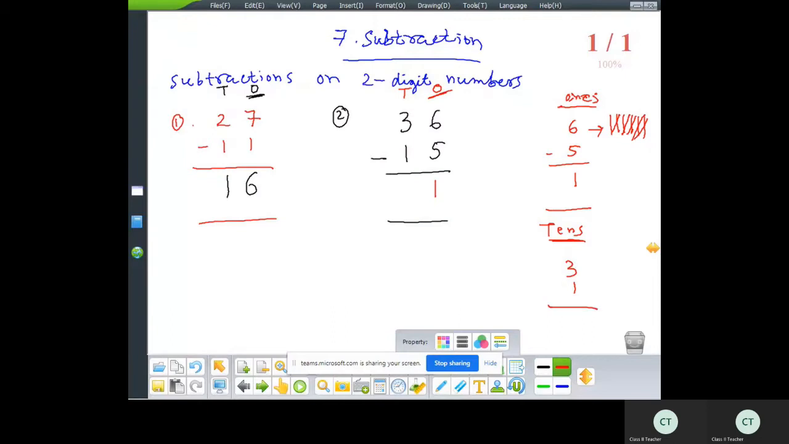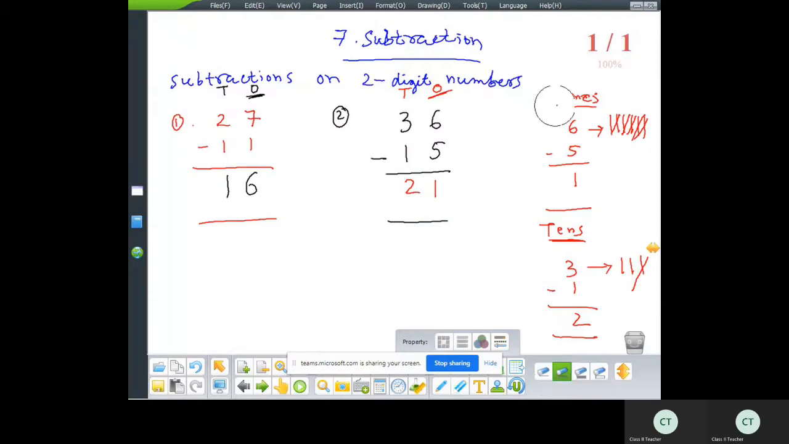Now subtracting on tens. 3 minus 1. In tens, the digits are 3 and 1. 1 is subtracting from 3. From 3, we remove only 1. After removing 1, there are 2 lines. 3 minus 1 is equal to 2. 36 minus 15 is equal to 21.